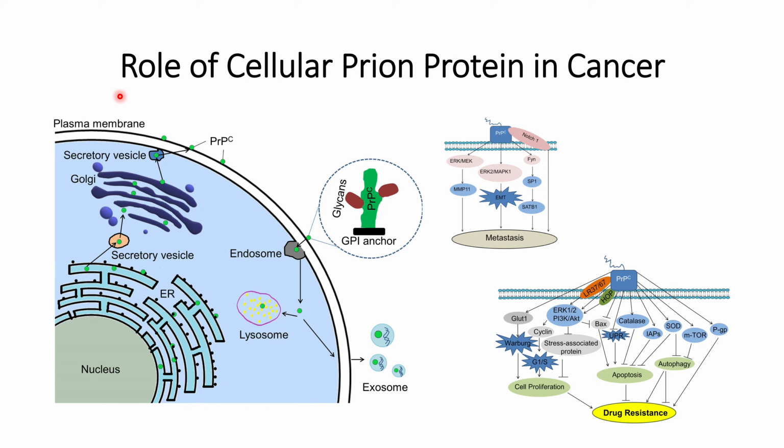In this video, we will discuss the role of cellular prion protein in cancer. Before going into the topic, let us first understand what prion protein is. These prion proteins are a specific kind of protein that has the ability to disrupt the shape of normal proteins, and they are found most abundantly in the brain. However, the actual role of these prion proteins is not yet completely understood.